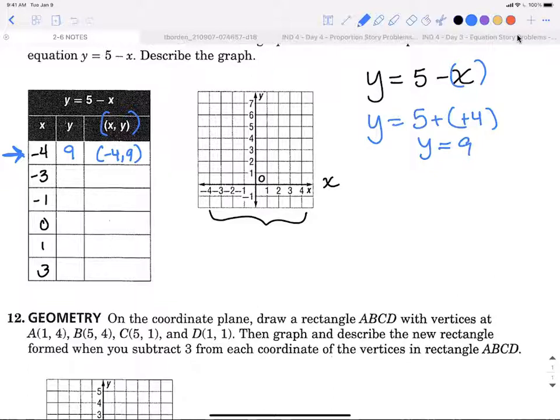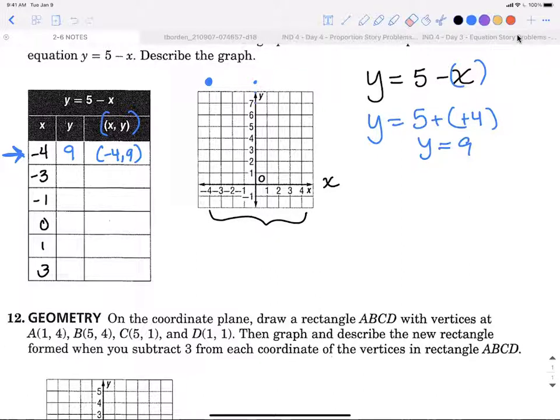Now I'm going to graph -4, 9. Now, -4 fits fine. I can go over to -4, but to go up to 9, I've got to get off my graph a little bit because here is 7, 8. So 9 would be up here. So I'm going to put my point right there. Okay. So I just graphed the point -4, 9. I went backwards to -4 right here, and then I went up to 9 on my graph.